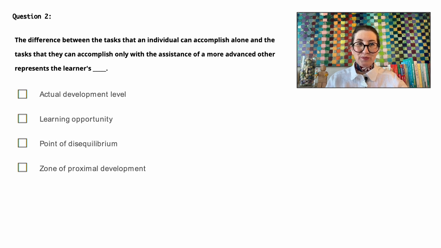Question number 2. The difference between the tasks that an individual can accomplish alone and the tasks that they can accomplish only with the assistance of a more advanced other represents the learner's actual development level, learning opportunity, point of disequilibrium, or zone of proximal development.